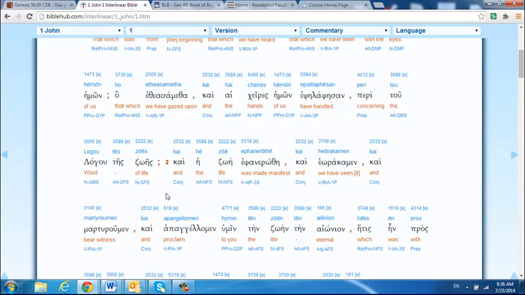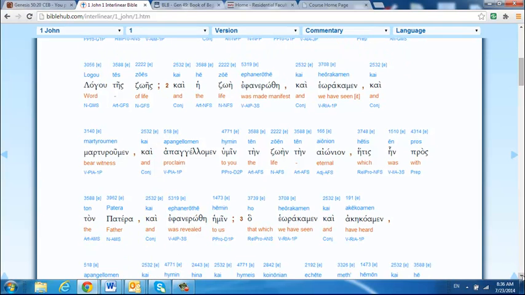Verse 2, Kai he zoe ephanerothe, and the life was manifested. Again, straightforward nominative, that's the subject. Straightforward aorist passive that just says, it was made clear. Kai heorakamen, a perfect. We've seen it, and it stayed with us. Kai marturoumen, and we are witnessing. Present tense again. There is probably more of a continuous flavor there.